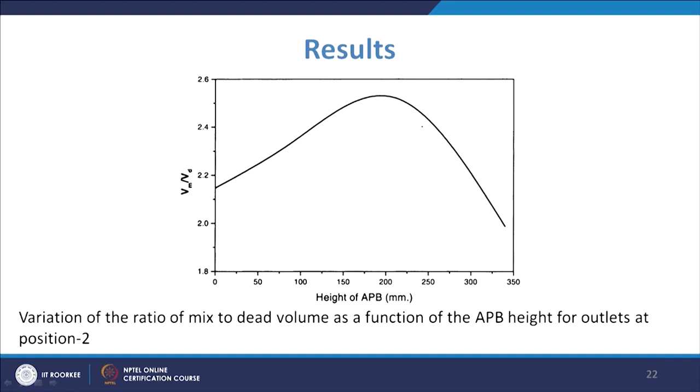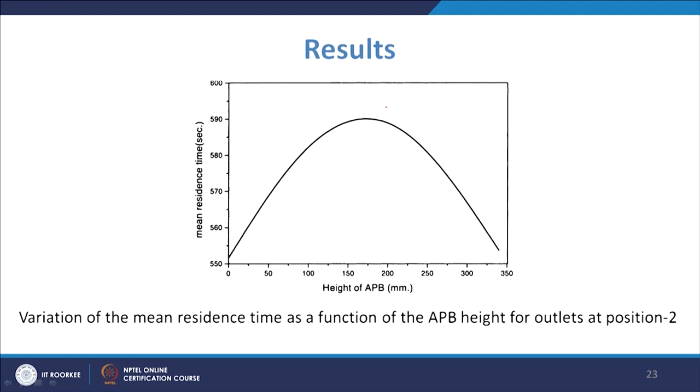And if you look at the variation of the ratio of mixed to dead volume, what is shown is that at the middle height, your mixed to dead volume ratio is better. Although the peak was somewhat higher for one of the outlets, otherwise if you look at the overall calculation of the mean residence time, it was larger in that case, and the dead volume was smaller. So you see that for the smaller and the larger height, the mean residence time was small, whereas it was more for the medium height.